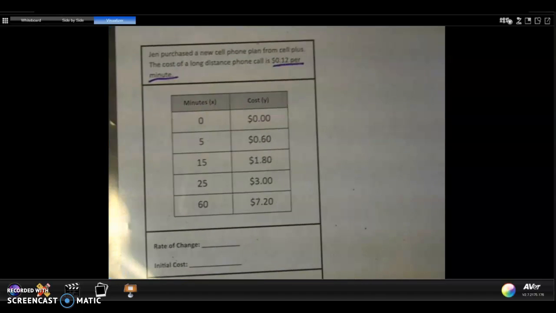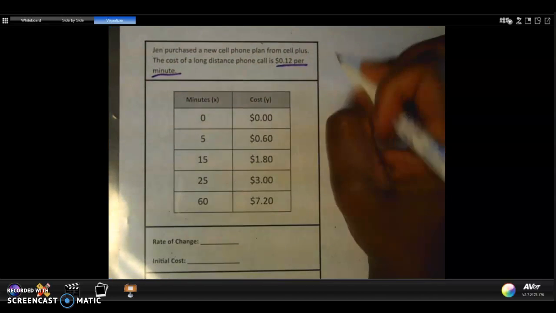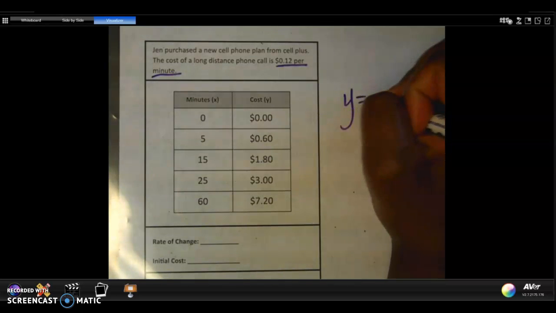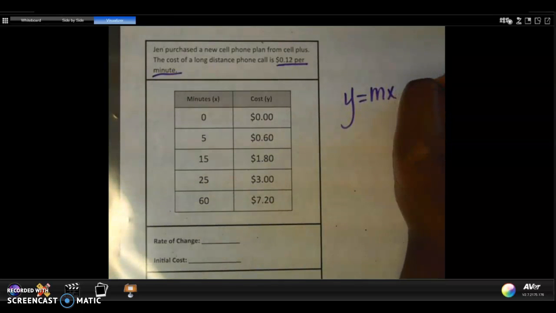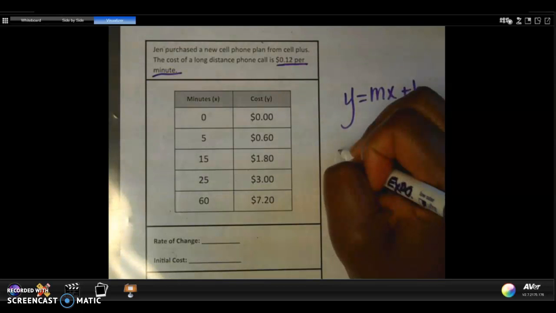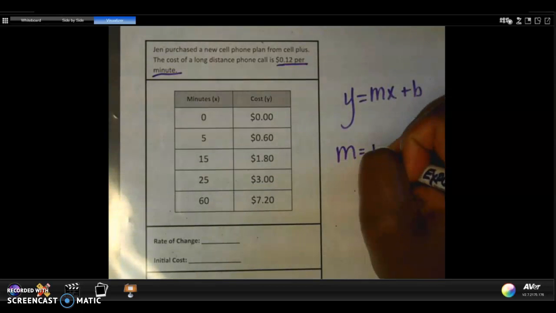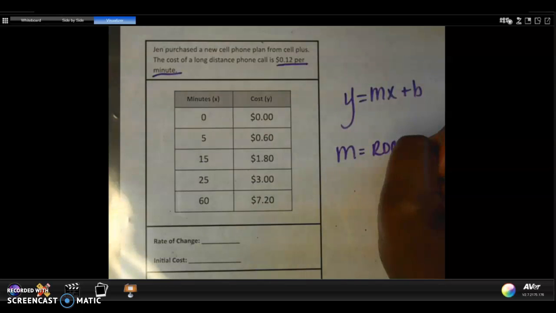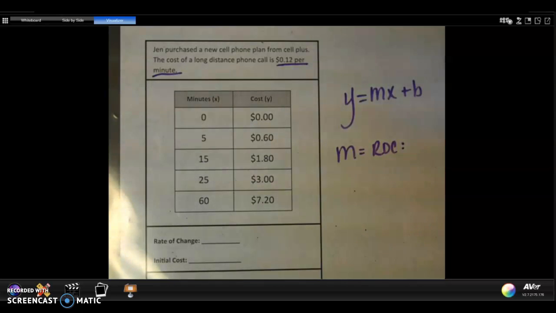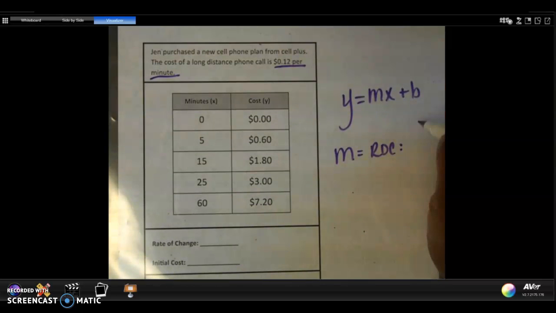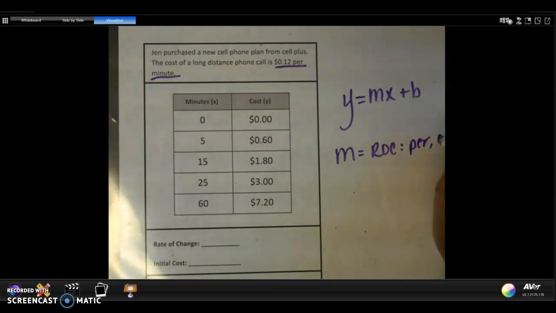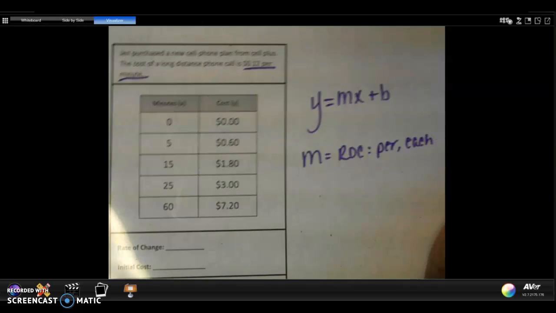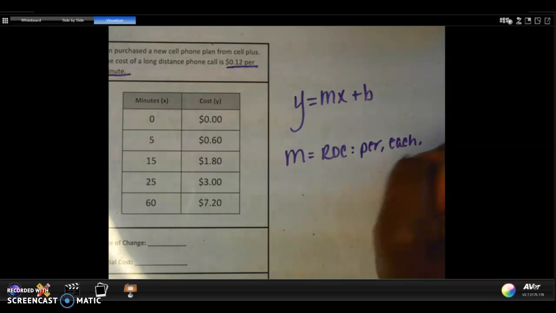Okay. So first, off to the side, we remember our equation is in the form of y equals mx plus b. Your m is your rate of change, so ROC. And so in word problems, you'll find your rate of change with words like per, each, and every. They repeat.